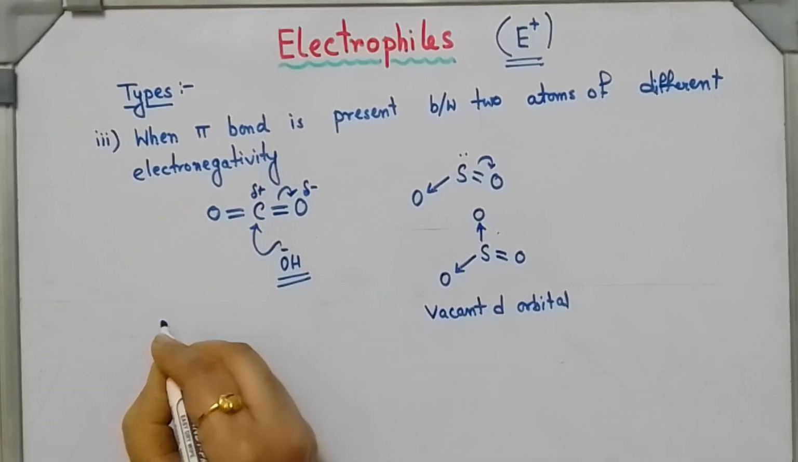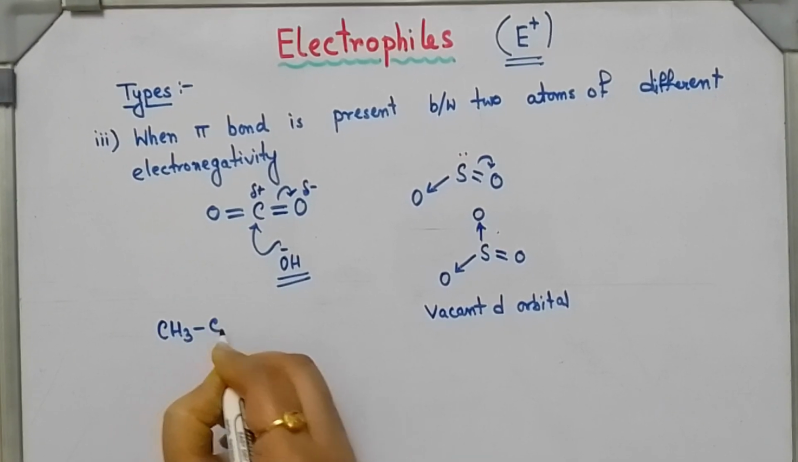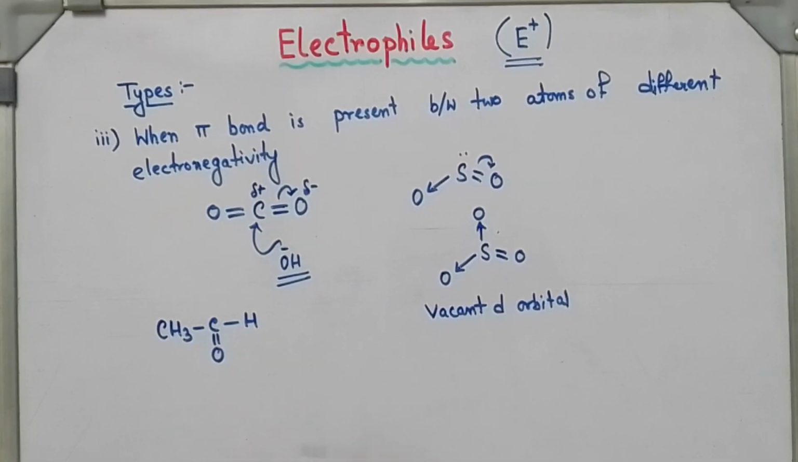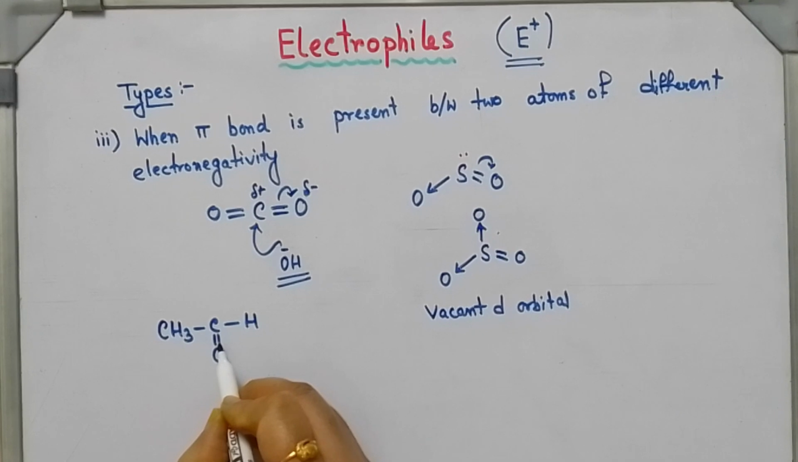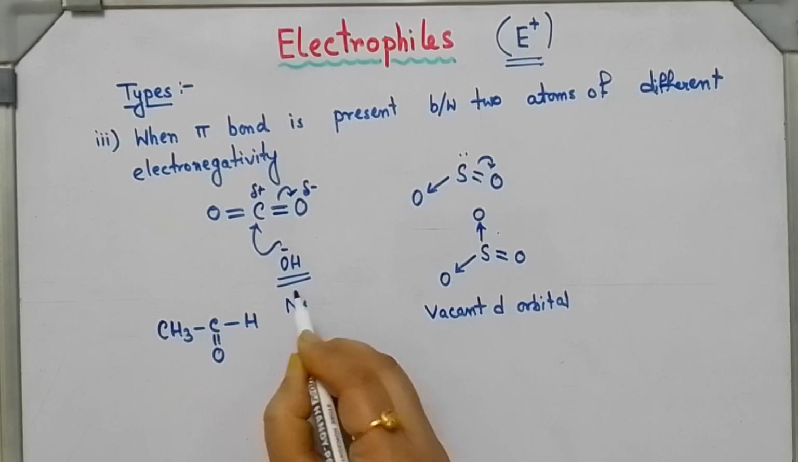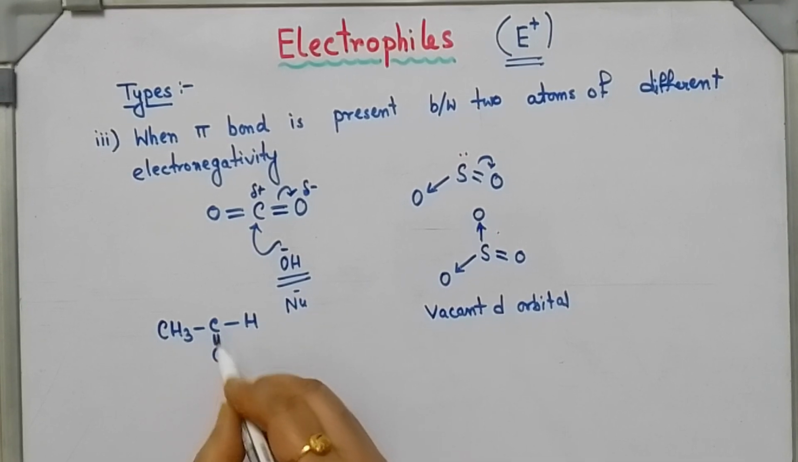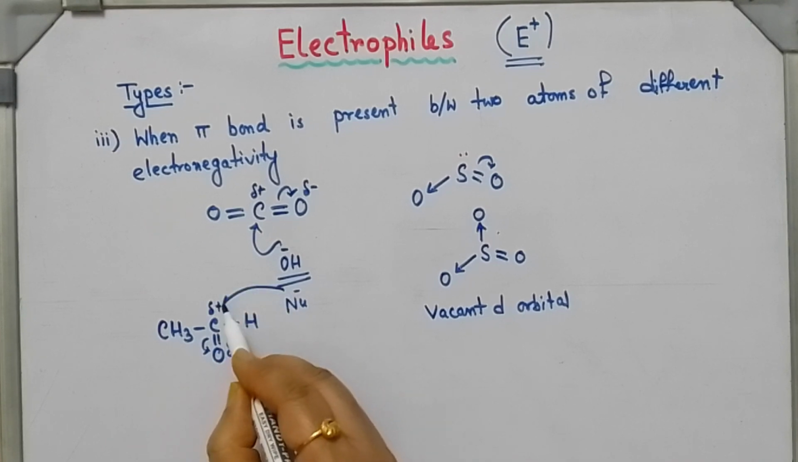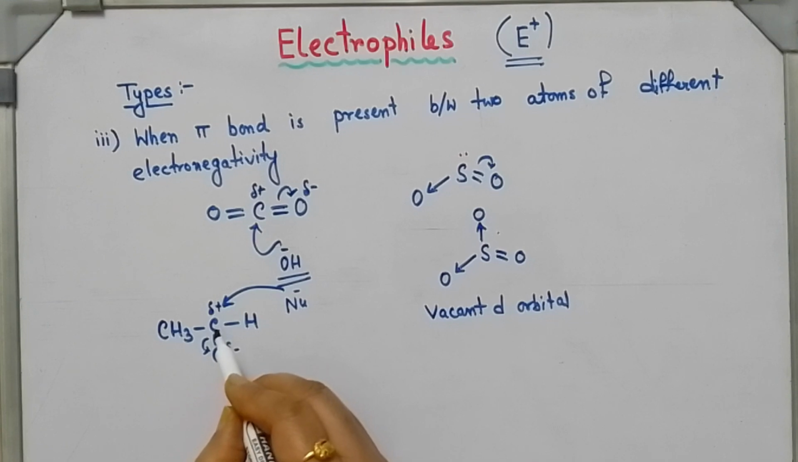Similarly, in this compound, carbon is not having any vacant orbital, 1, 2, 3, 4, 5, 6, 7, 8. Octet is completed. But in presence of nucleophile, what will happen? Since here pi bond is there between two atoms of different electronegativity. So what will happen? Since oxygen is more electronegative, electron density will be shifted in this direction. This center will become more delta plus and this center will become delta minus, and nucleophile will attack there. This center is acting as electrophilic site.